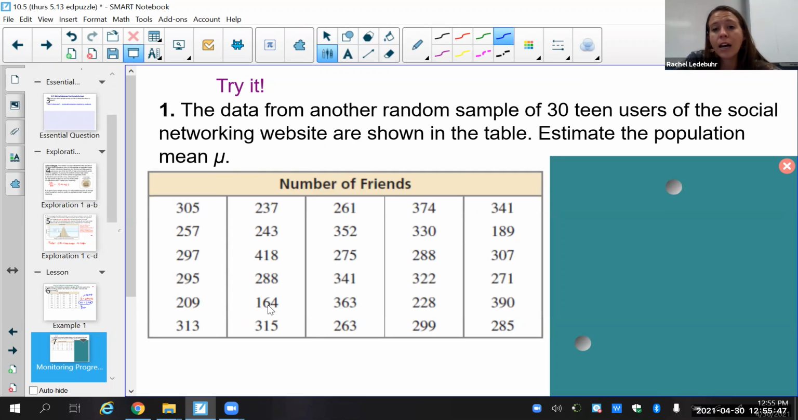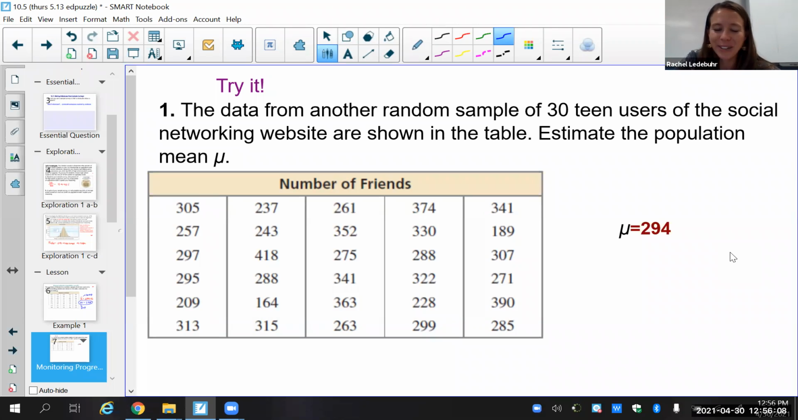Now with this set, we have another random sample of 30 teen users, and we want to estimate the population mean based on our sample. So we're using our sample to estimate the population mean. Take a second, see if you got it. Okay, so let's see. Hopefully you got 294. So again, by just plugging this into your calculator, like we did at the beginning of the unit, finding X bar, and then just rounding it to estimate the population mean.